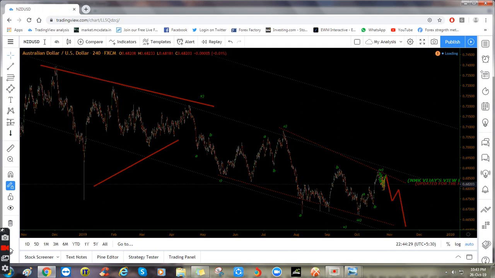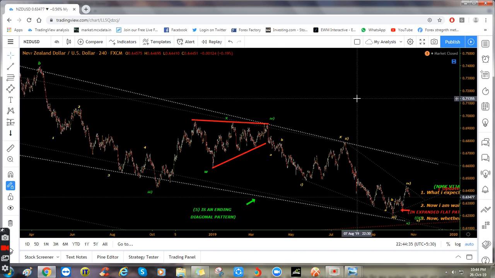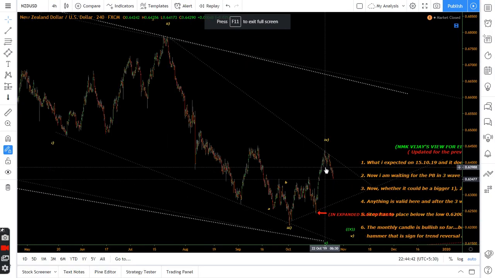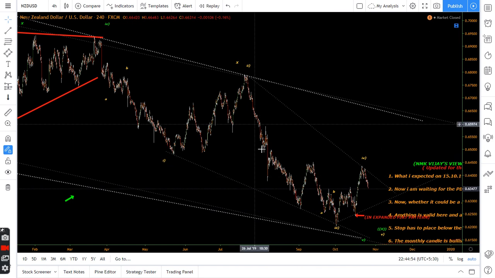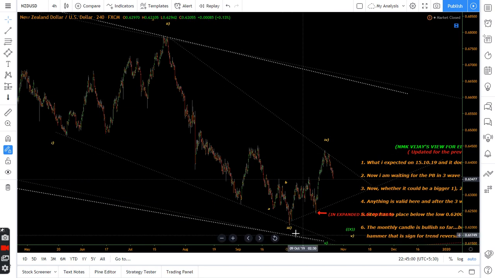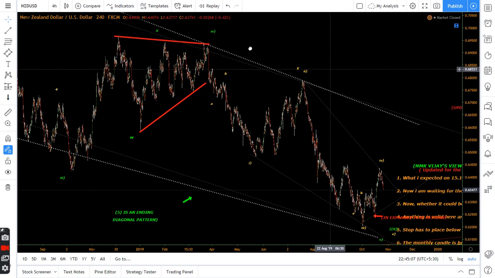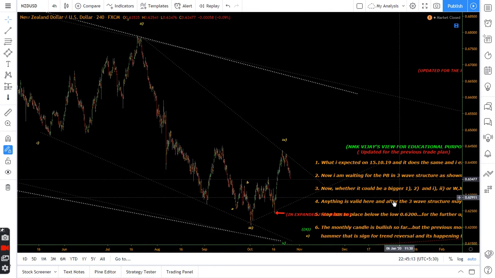Moving on to the New Zealand dollar, USD. Same as what I have in the Australian dollar, same confusion here also. Whether it's in 1, 2, so 3 has ended here. In the past I explained A, B, C is here, and then the fourth has ended here, and the fifth has ended here. But it's not looking like that, and I don't want to force the chart. It looks like a 3-wave has ended here, and we are in the downtrend.